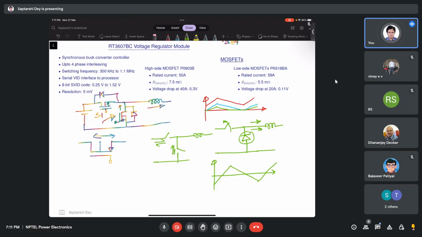At DCM, the current looks like this. This is the inductor current. As a result, if you look at the inductor voltage, it is just like a buck converter or synchronous buck converter at CCM. So the relation V output by V input equals D does not change in a synchronous buck converter even if it goes to DCM.